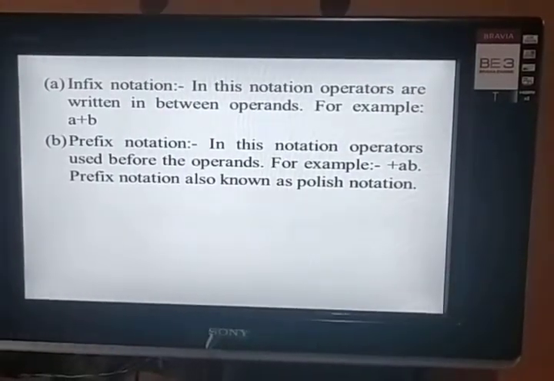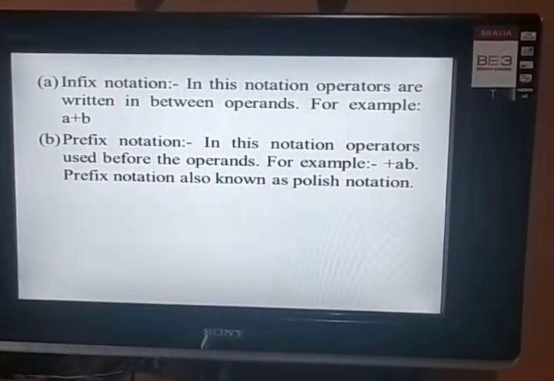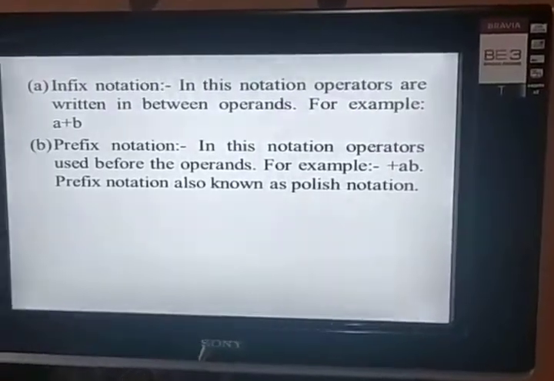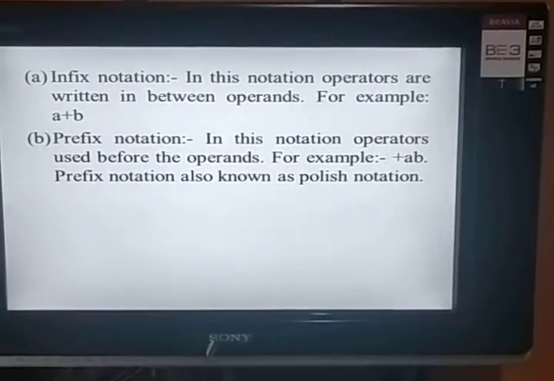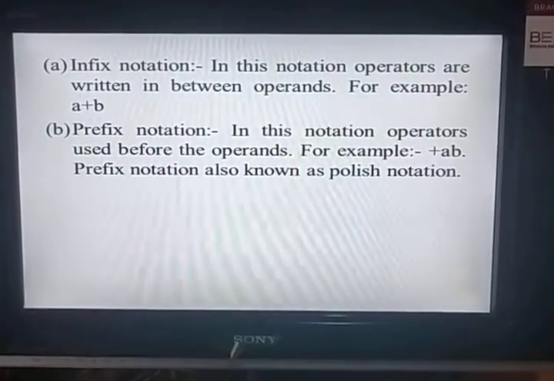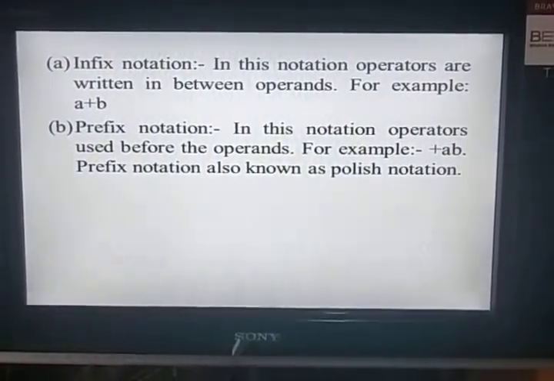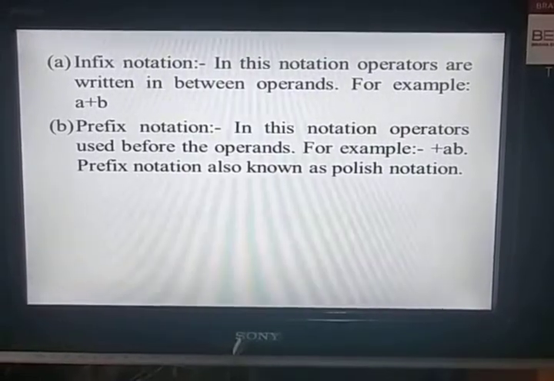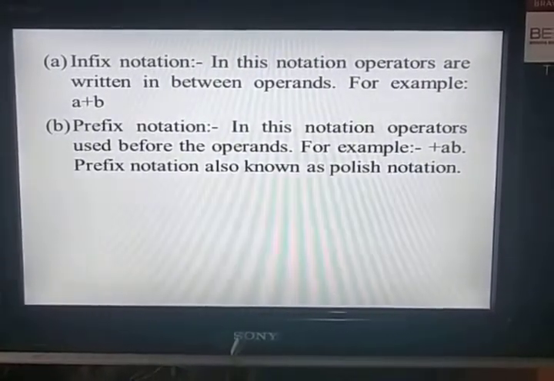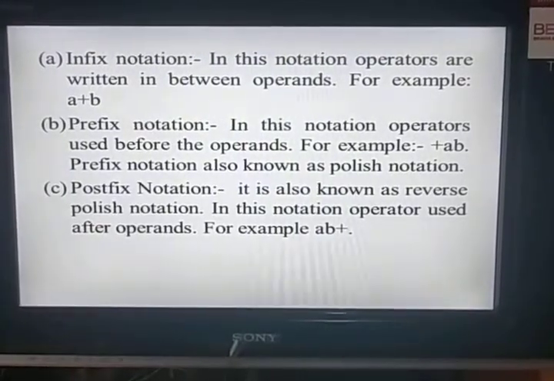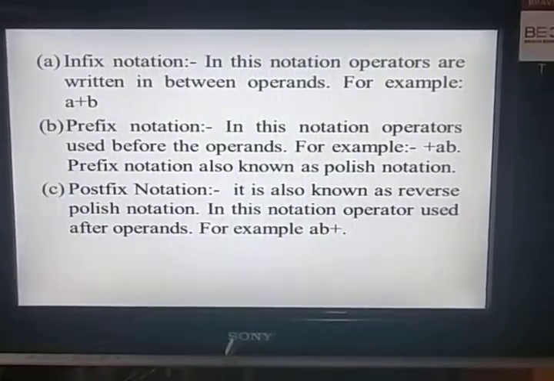Second is prefix notation. In this notation, operators are used before the operands. For example, plus ab. Prefix notation is also known as Polish notation. Plus ab is equivalent to a plus b.